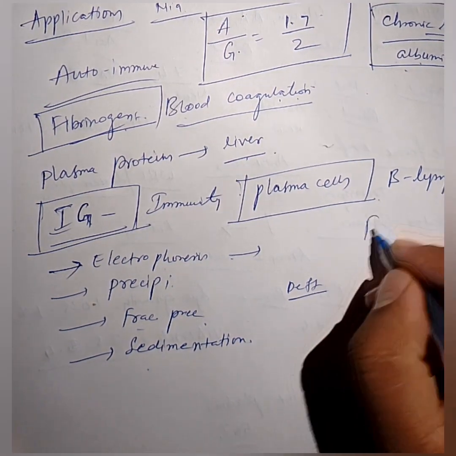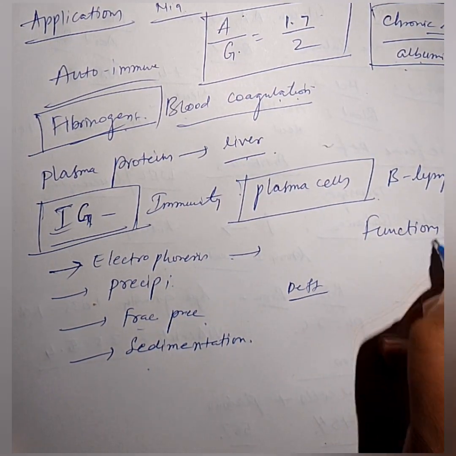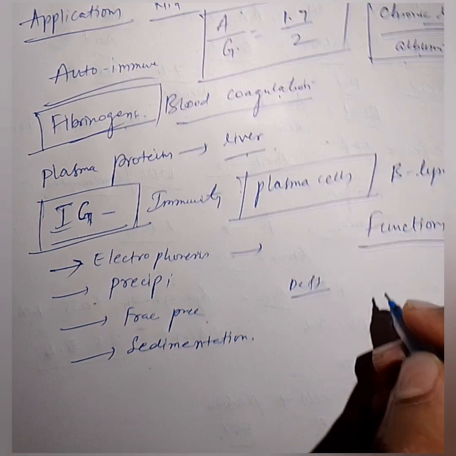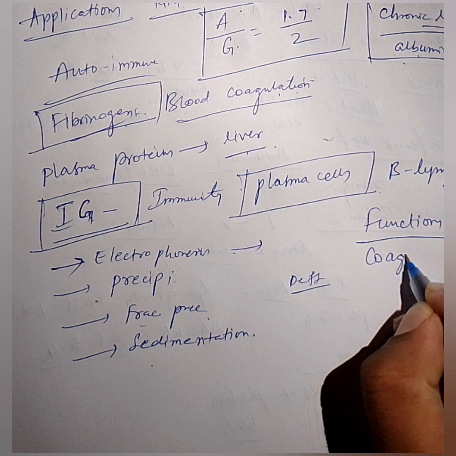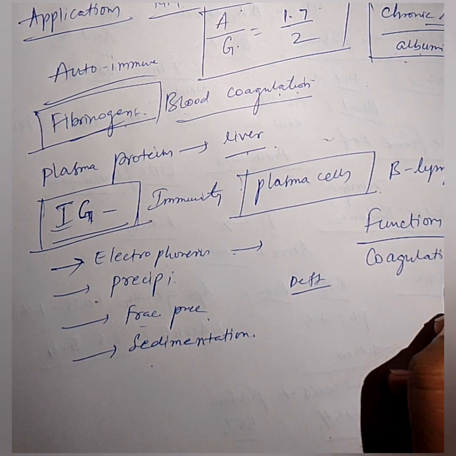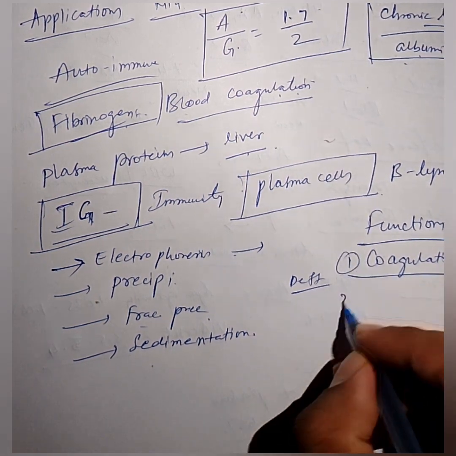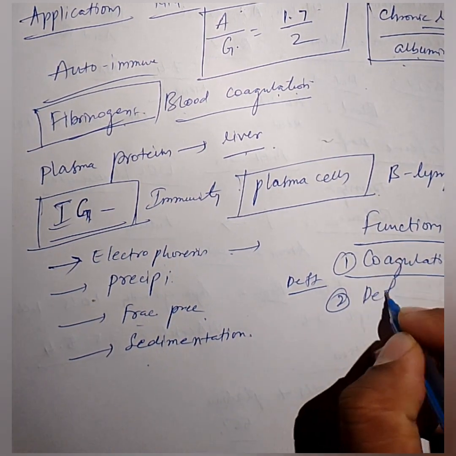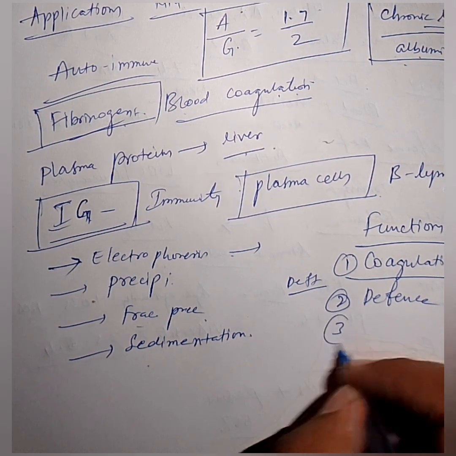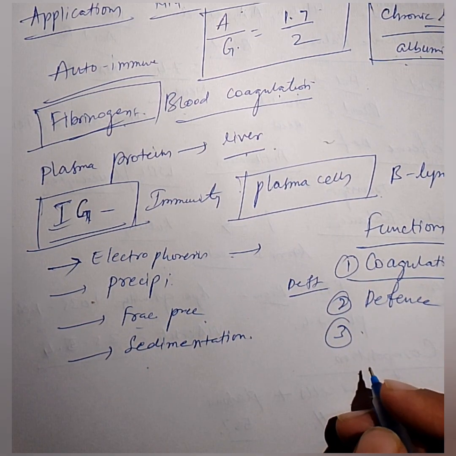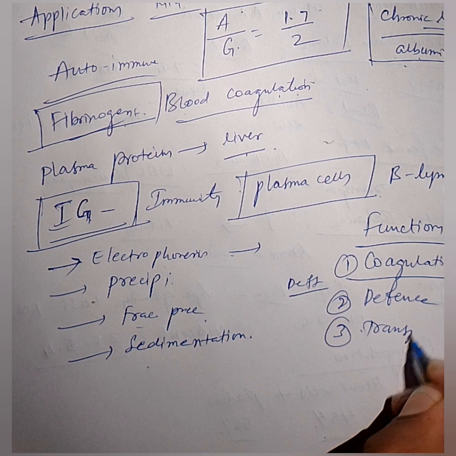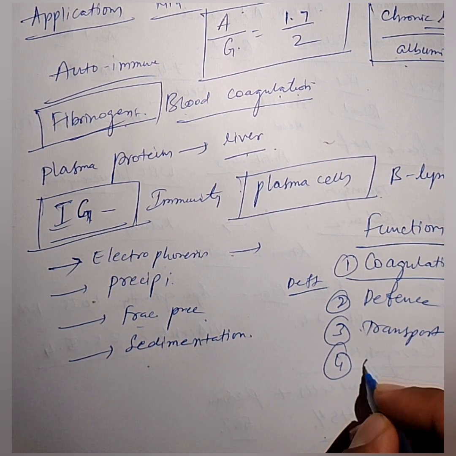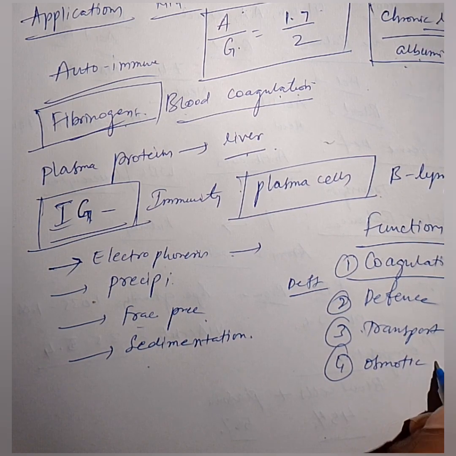And coming to the main part, what is the function of the plasma proteins? We are discussing proteins so much, and what is the main function? They help in coagulation of blood so that the bleeding time will be reduced. Second, they help in the defense mechanism by producing the immunoglobulins. Third, they are used for transportation. And fourth, they are used for the maintenance of the osmotic pressure.